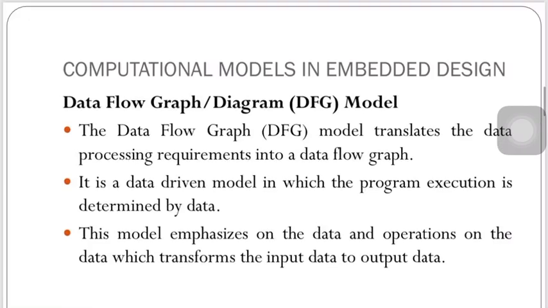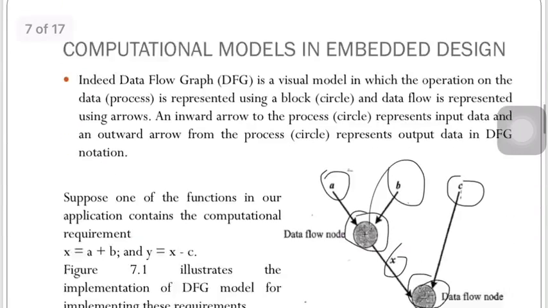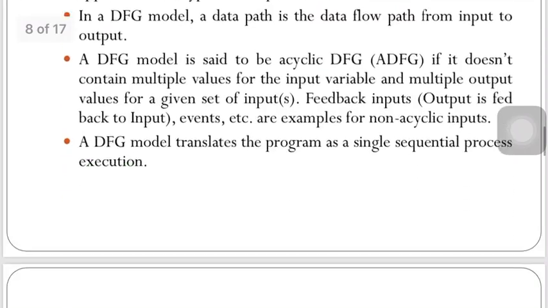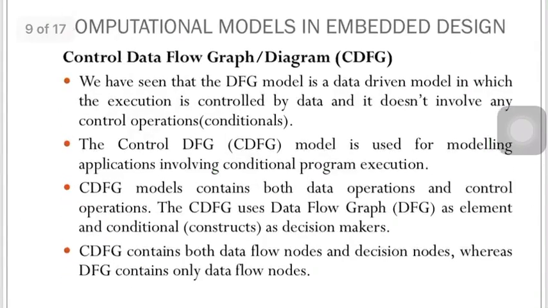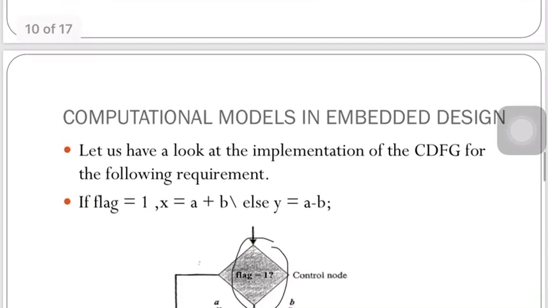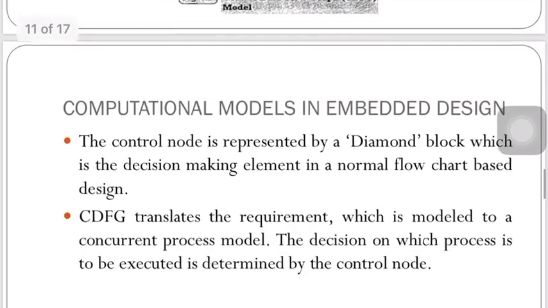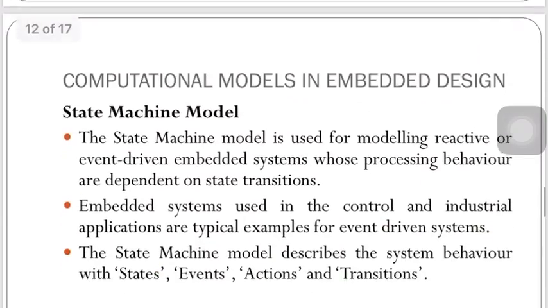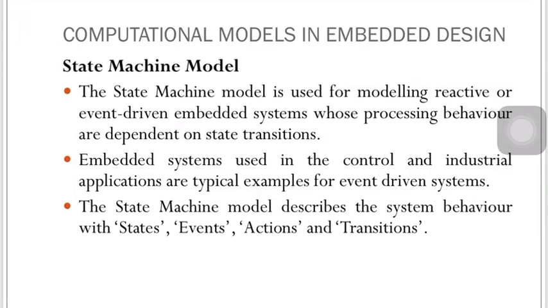So we discussed a data flow graph model, okay, and we discussed the control data flow graph model. What is the difference between the data flow graph model and the control data flow graph model? All that we have discussed already in the last class. So now we'll move forward and discuss the state machine model.